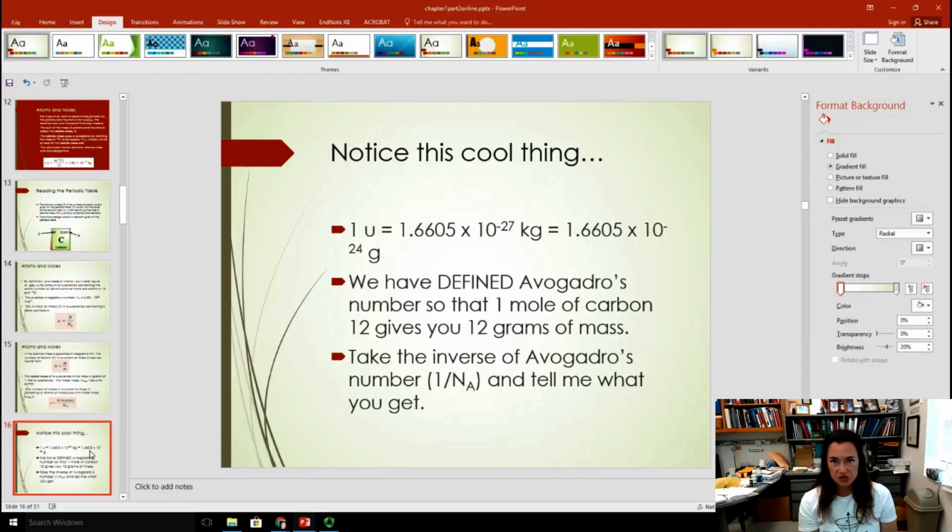Now here's an interesting trick of units that we actually engineered. So 1 atomic mass unit is 1.66 times 10 to the minus 27 kilograms. If you express that instead in grams, you get 1.66 times 10 to the minus 24 grams. If you take the inverse of that mass, then you get Avogadro's number. And that's because we've defined Avogadro's number so that 1 mole of carbon-12 gives you 12 grams of mass. So it's no coincidence that these numbers work out that way.